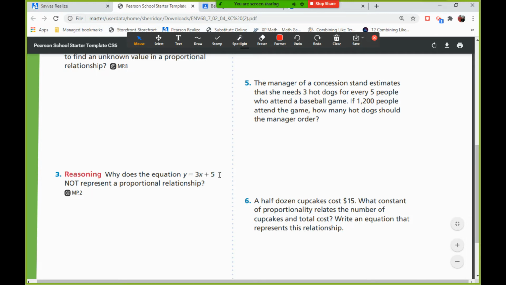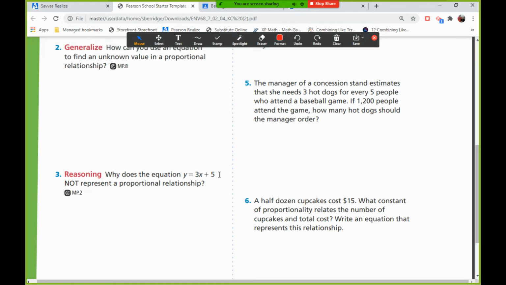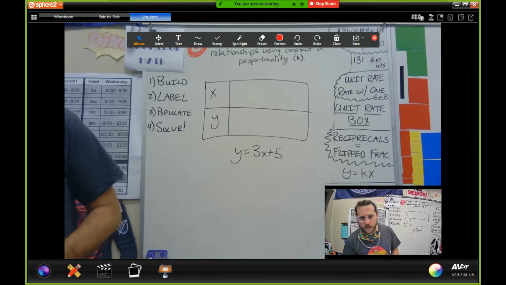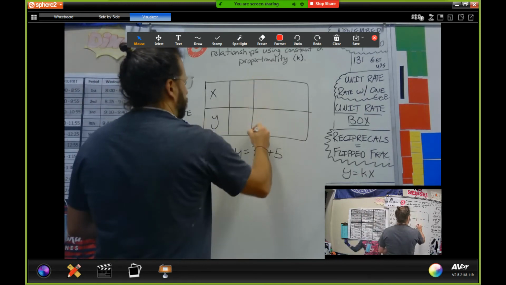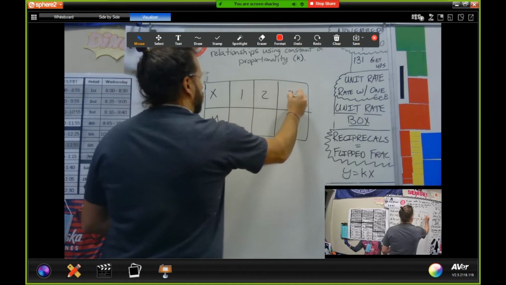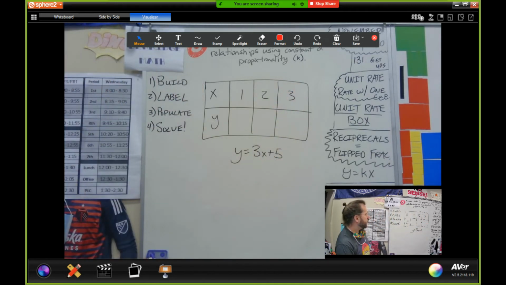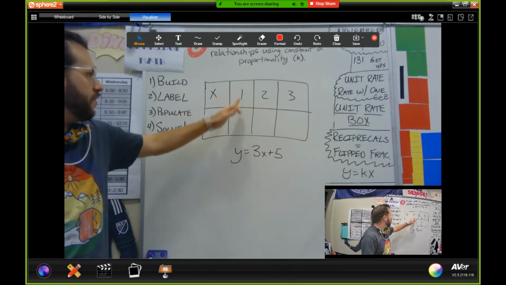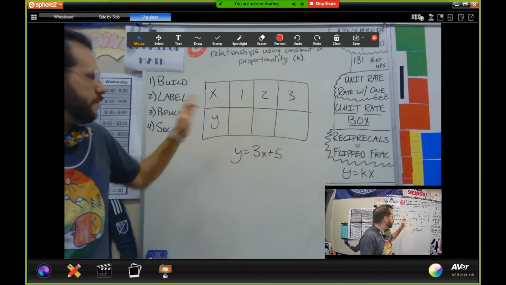So y equals 3x plus 5. Let's delve a little bit into why these equations that have addition and subtraction do not represent proportional relationships. So y equals 3x plus 5 is our equation. Let's have a look at it. I'm going to use 3 examples, we'll just use 1, 2, 3. Now remember, this is our unit rate, right? So when we plug something in with 1, we should get the same thing all the way across.